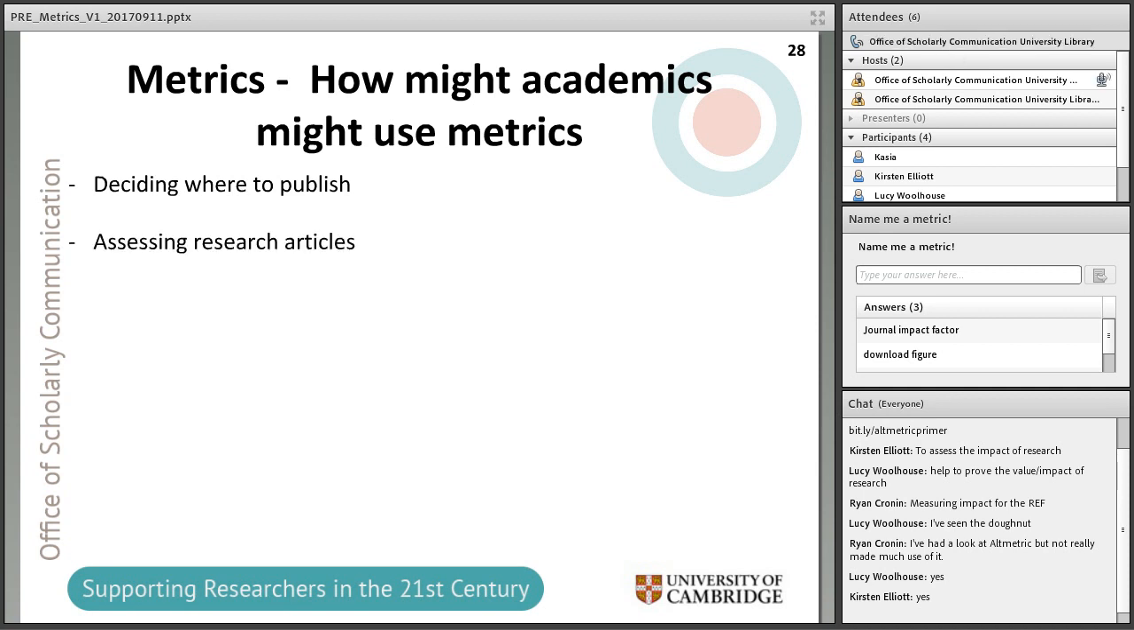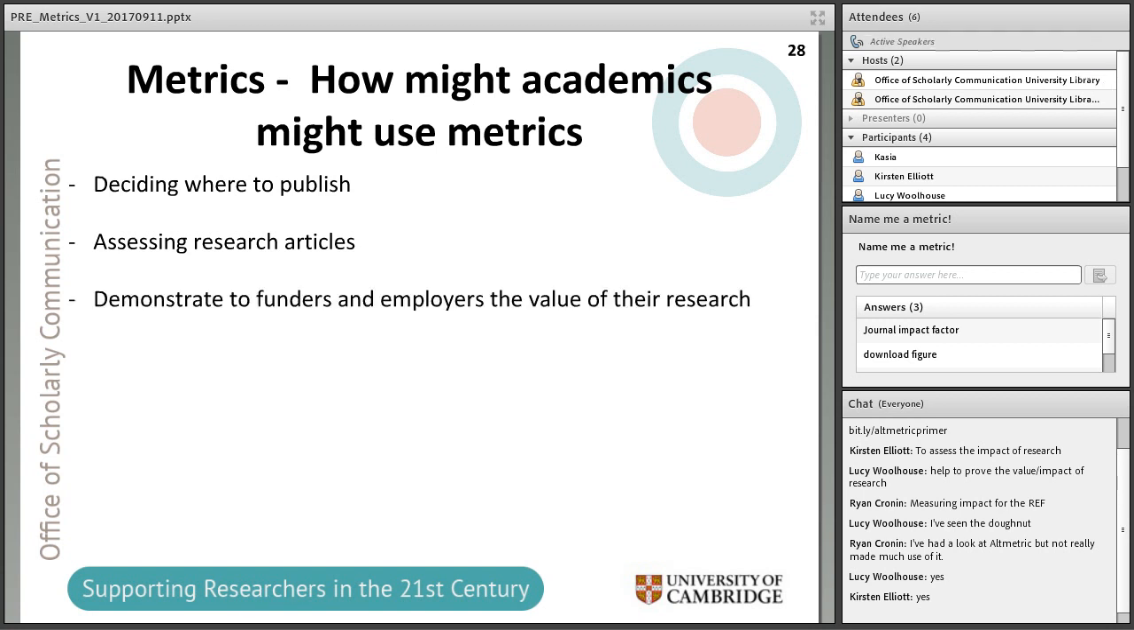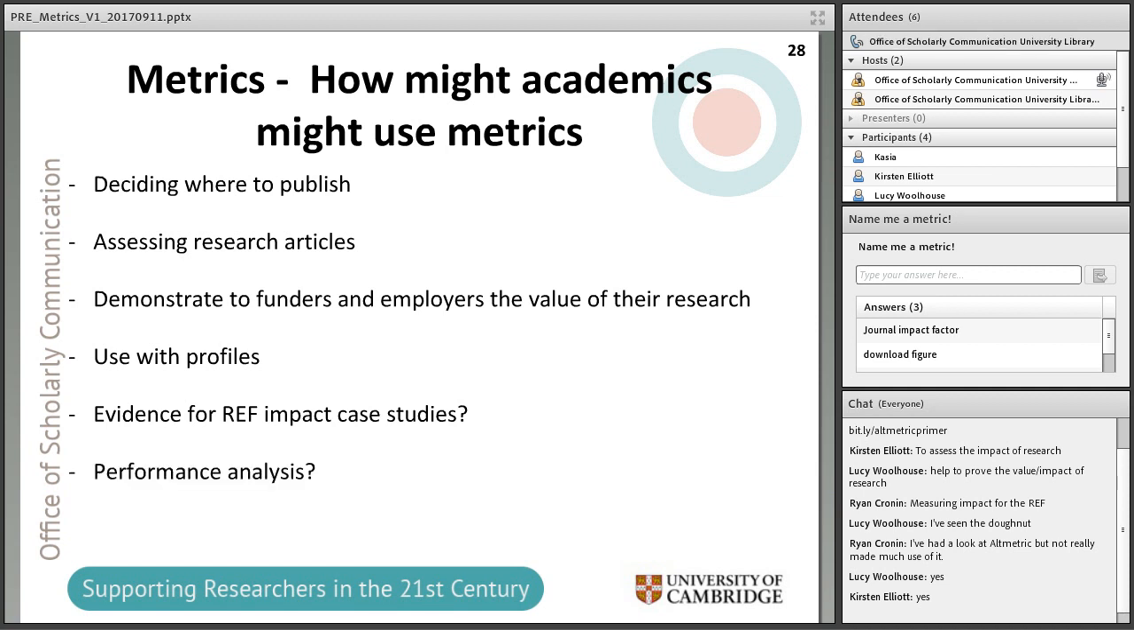So, metrics. How might academics use metrics, first of all? They might use it in deciding where to publish, assessing articles written by others, demonstrating to funders and employers the value of their research. They might use it within their profile, so they might want to put it on their departmental webpage. As I was saying, they might use it for the REF and performance analysis, to see who's doing well and deciding who to hire. So there are tools that can help them do these things.